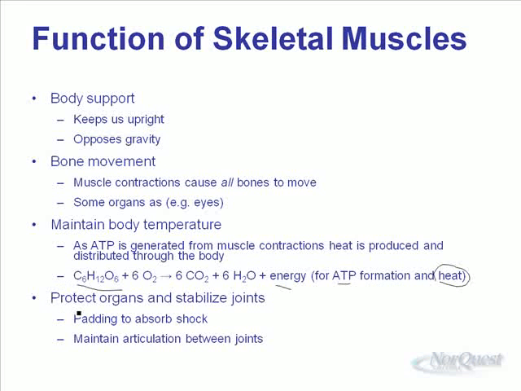The other thing skeletal muscle does is it protects our organs and stabilizes joints. So it acts as padding to absorb shock, and it also maintains articulation between joints. Or another way to say this is this makes sure that our bones are aligned properly.